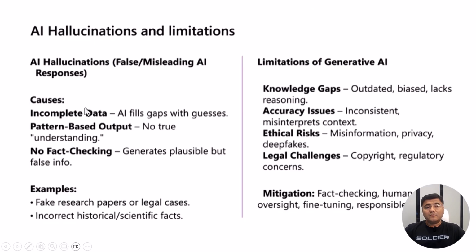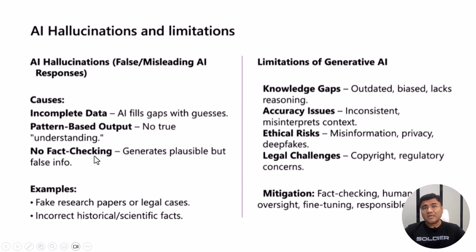Now, if you ask me what can cause AI hallucination, well, first of all, there are chances that the models on which the AI systems are based have incomplete data or outdated data. When this happens, AI is going to fill the gap with guesses. So if it does not have proper data, it may try to imagine or create things which never actually happened. It is always going to give you answers based on pattern-based output. So basically it does not have any true understanding. There is no fact checking done by AI.